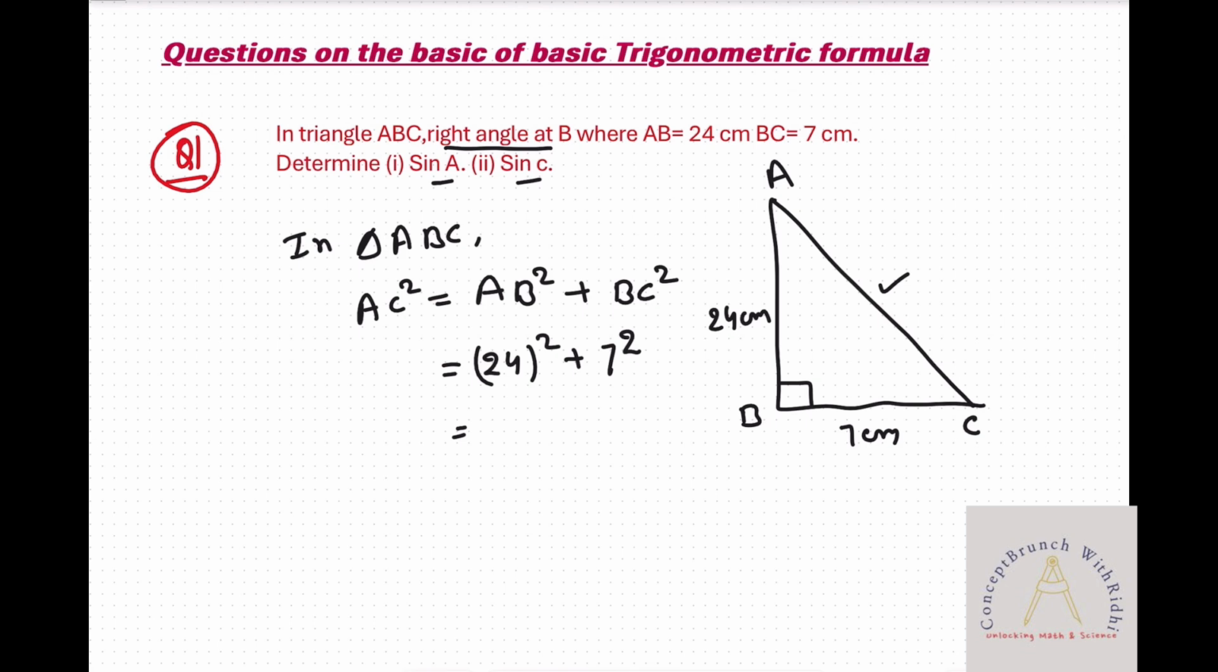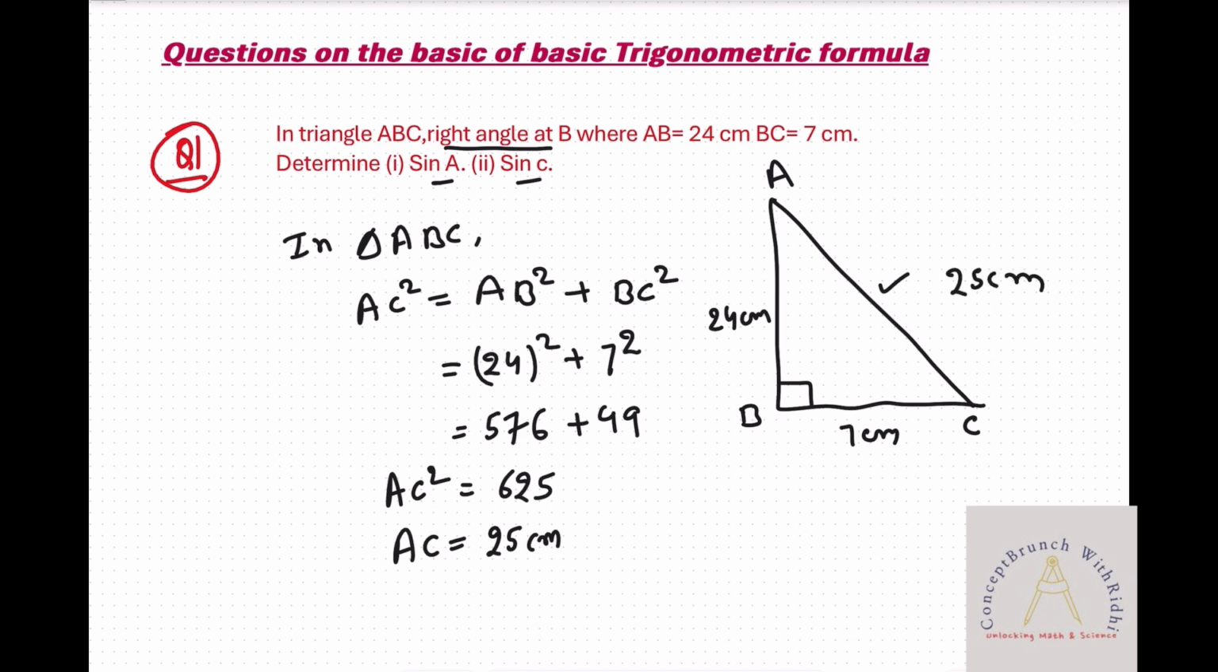24 square is 576 and 7 square is 49. If you add them together, you will get 625 and that is your AC square. The value can't be negative, so AC will be 25 centimeter. So now we know all three sides, and we can find out sine A and sine C.